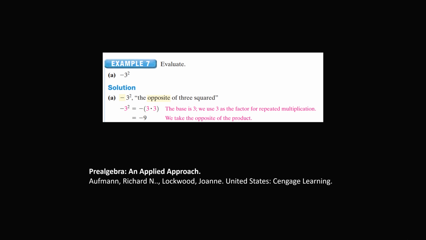To further illustrate the point, here's a clip from a textbook that shows that the opposite of 3 squared is evaluated as the opposite of 3 times 3, which equals -9. This is definitely the way that it's understood in mathematics. So why does this matter?